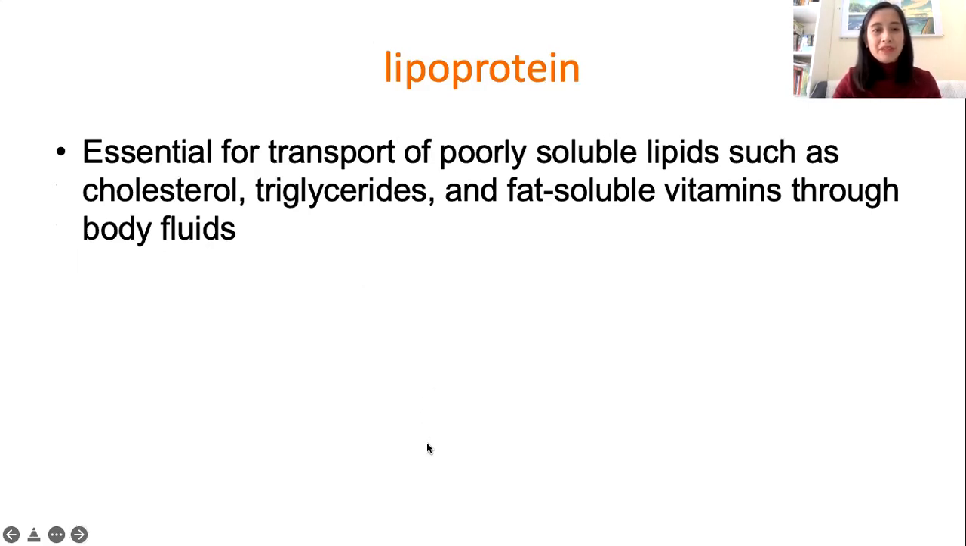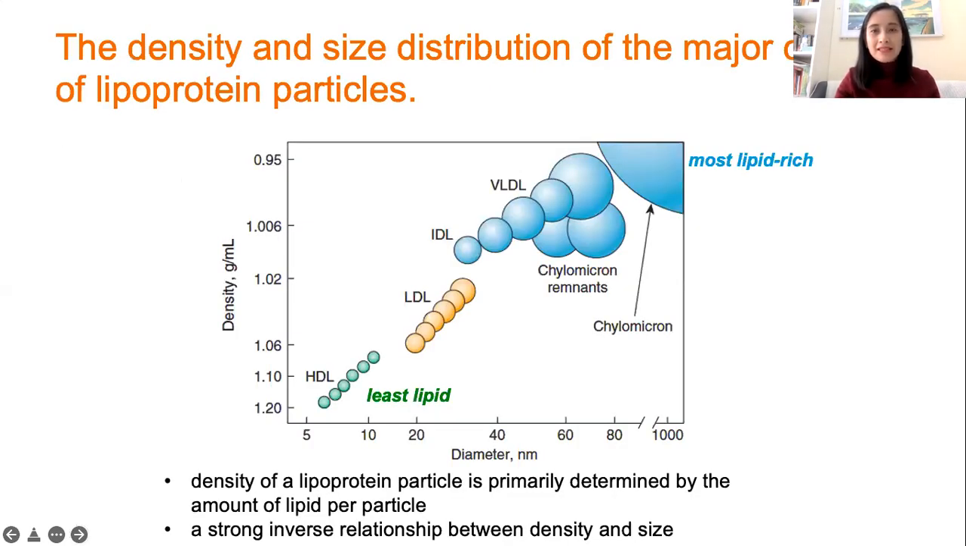If you remember, lipoproteins are a combination of lipid and protein that is essential for transport of poorly soluble lipids such as cholesterol, triglycerides, and fat-soluble vitamins through body fluids. So from one organ to the other, for example, from the liver to your target cells. The density and size distribution of the major lipoprotein particles are illustrated in this diagram, which is found in your Harrison.